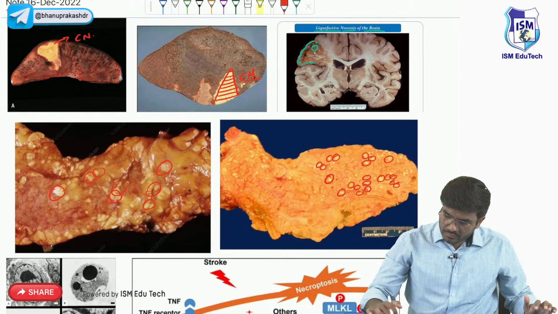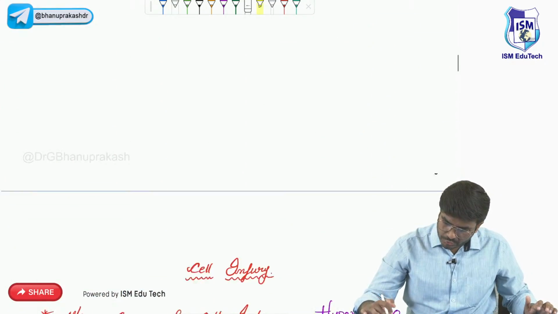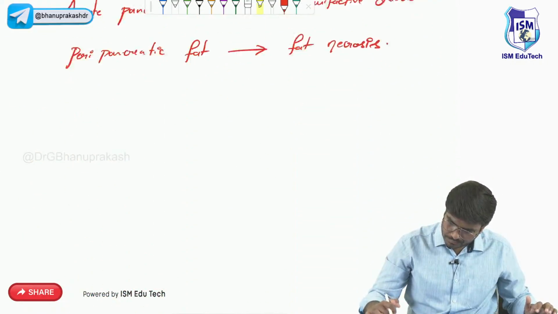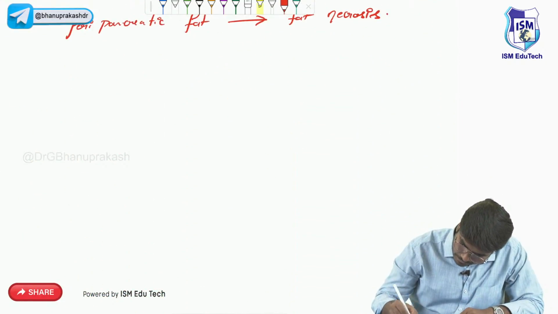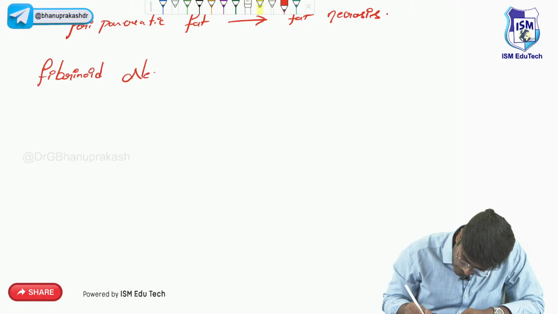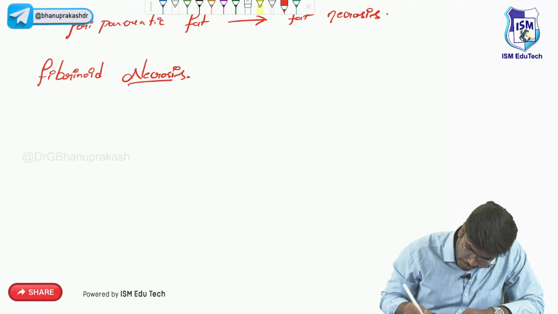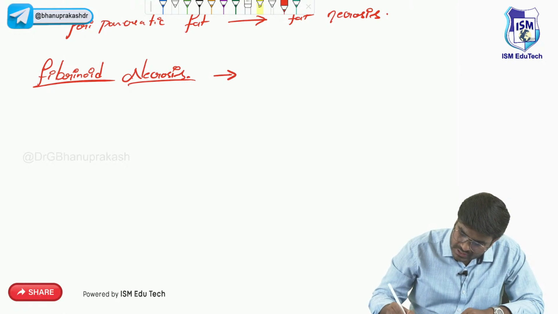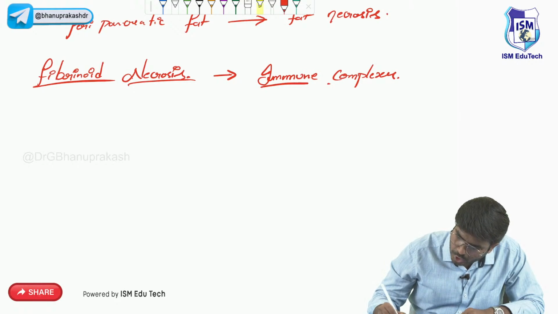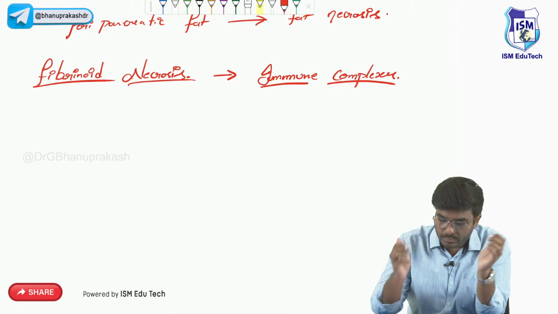Okay, now at the end of the day, the last type of necrosis which I want you to know is fibrinoid necrosis. This fibrinoid necrosis is because of the deposition of immune complexes. So what exactly are these immune complexes? You will get it out. So what exactly is an immune complex?